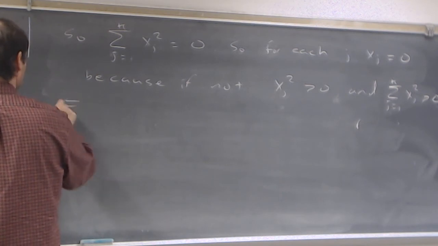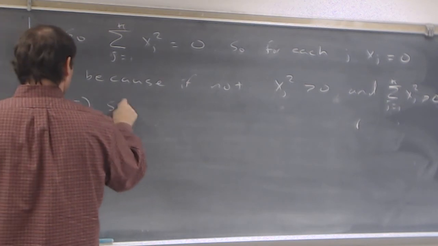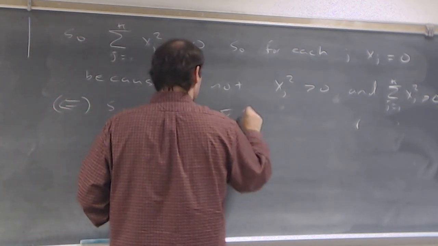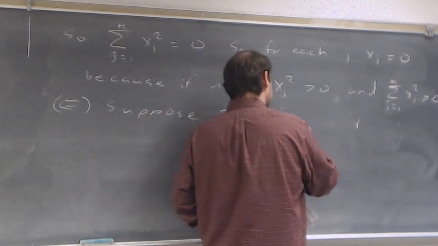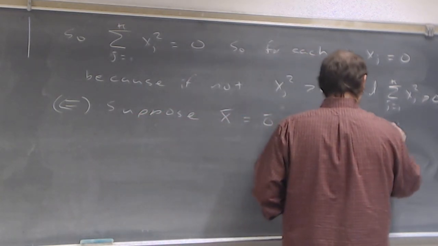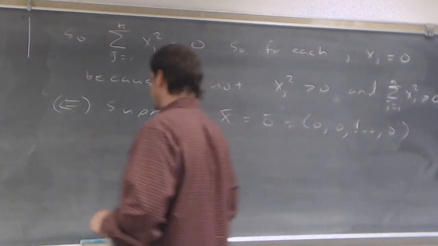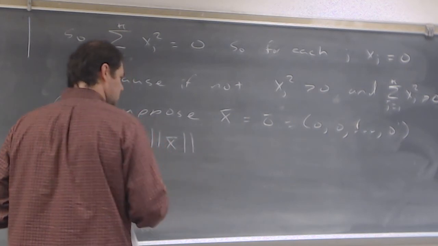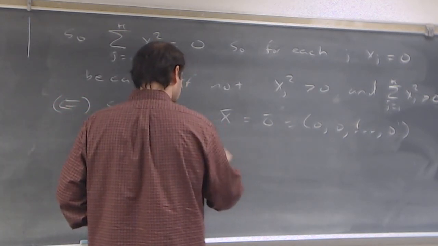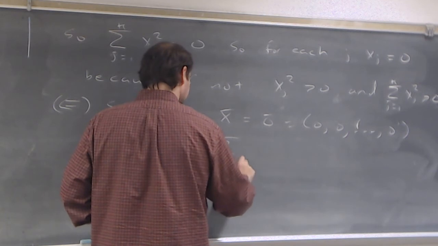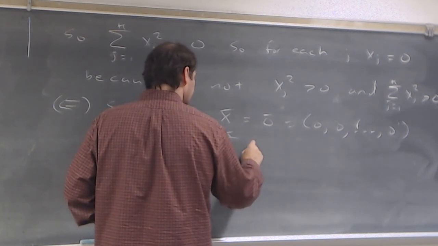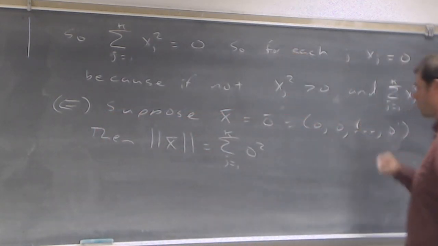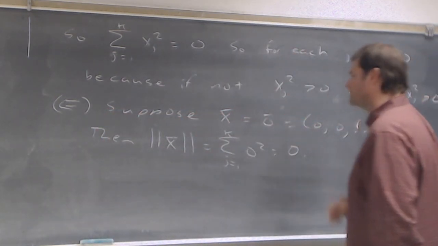And then going in this direction, suppose x bar equals 0, which is 0, 0, every coordinate 0. Then we talk about the norm of x. That's going to be equal to the sum as j runs from 1 to k of 0 squared. So each coordinate is 0, you'll be squaring them, and that's just 0.